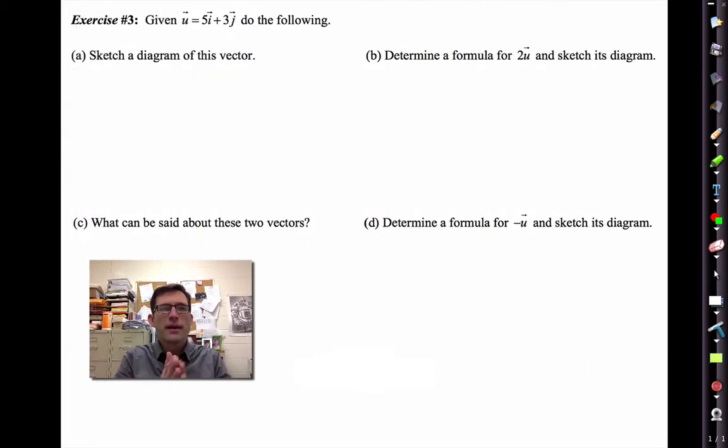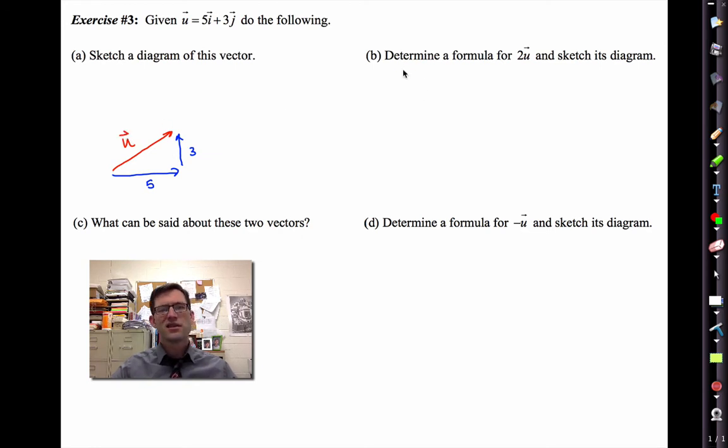Exercise number 3. All right. U equals 5i plus 3j, do the following. Letter A, sketch a diagram of this vector. All right, please pause the video and do that quickly. All right, let's sketch a diagram. We're going to go 5 to the right. I'm going to try to be relatively to scale here, so I'll make that 3 a little bit shorter. And this is vector U.